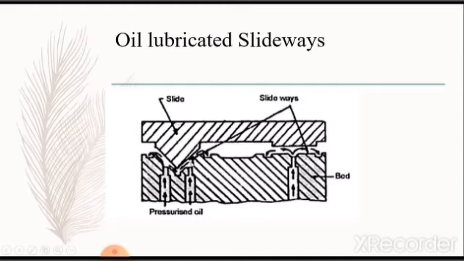So this is the oil lubricated type. In the voids, you can see pressurized oil is coming from this side, from these veins. It is provided between the slide and slideways so that, due to the load, they do not stick to each other. It should not create more friction between the two moving elements. That's why it is oil lubricated.